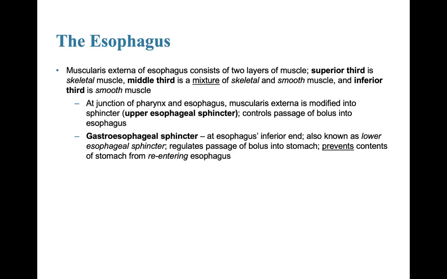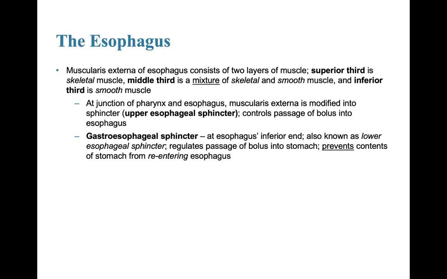The muscularis externa of the esophagus contains 2 layers of muscle. The superior third of the muscularis externa is going to be skeletal muscle. The middle third is where you see an actual transition from skeletal to smooth. And then at the other end of the spectrum, the inferior third is going to essentially be smooth muscle.